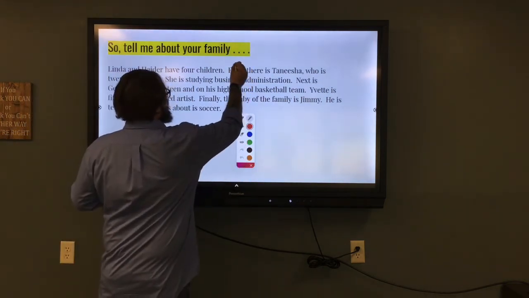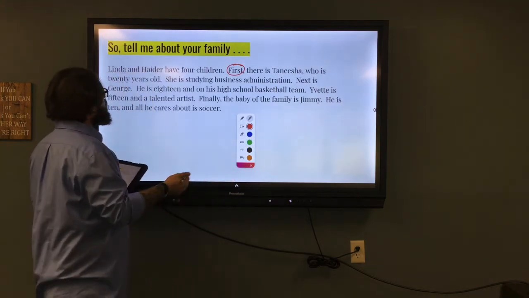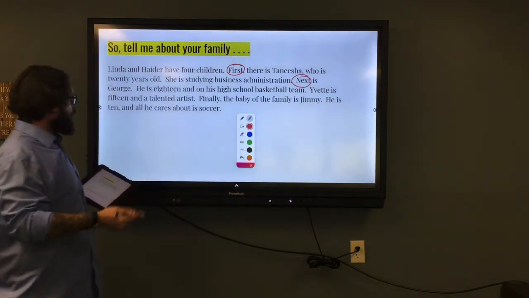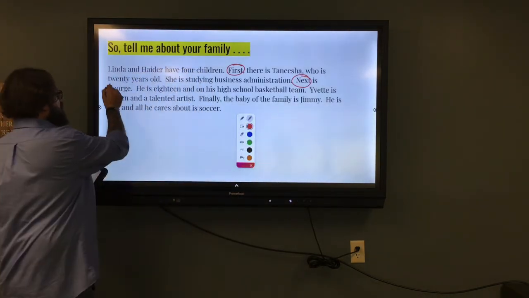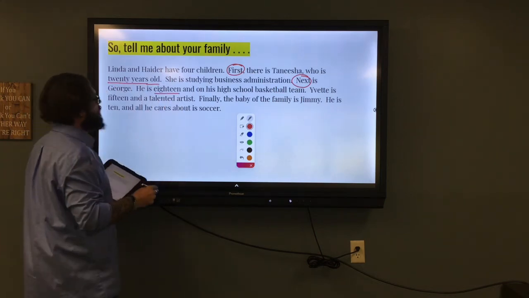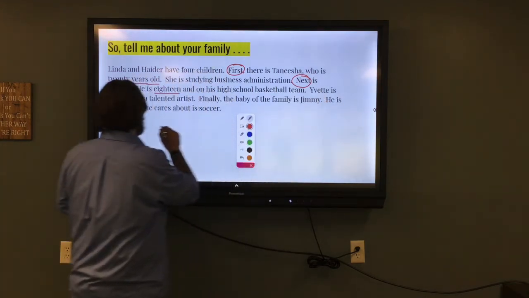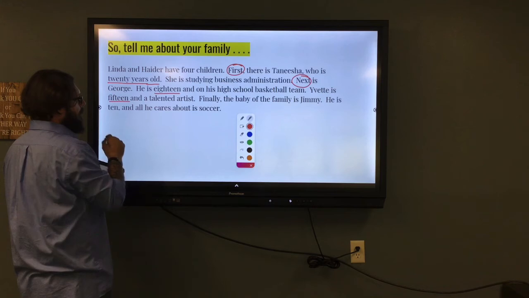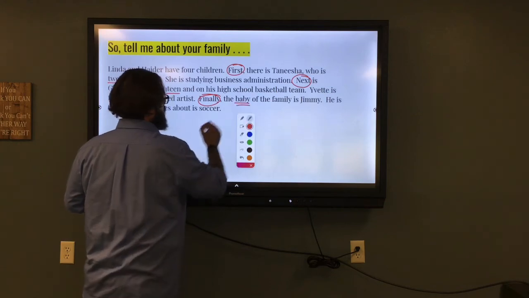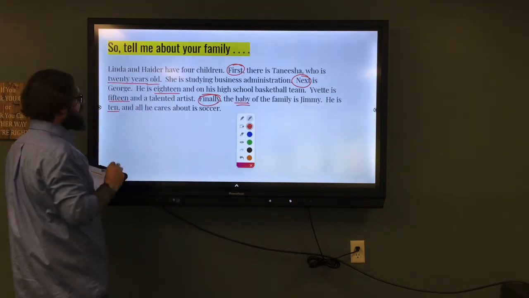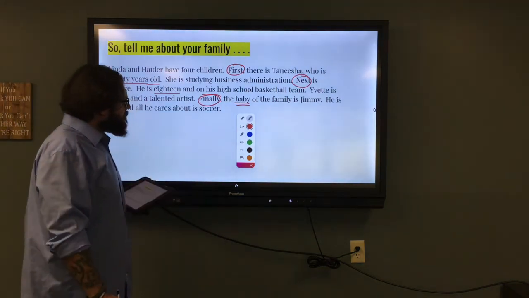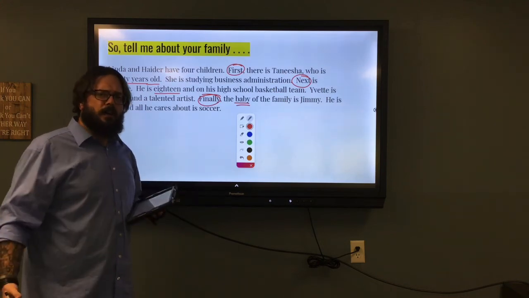Okay, so we have first, there's Tanisha. She's 20 years old, studying business. Next is George. He's 18. So let's pay attention to this. 20 years old. He's 18. Yvette is 15. Finally, the baby of the family is Jimmy. So we mentioned the baby. He is 10, and all he cares about is soccer. So let's think for a moment. How is this organized?